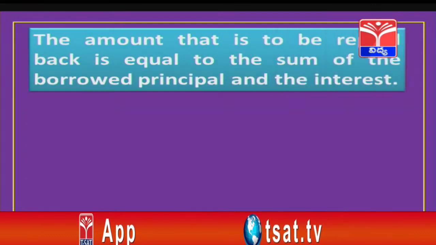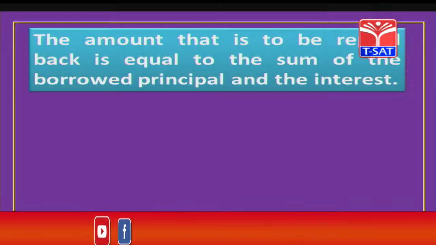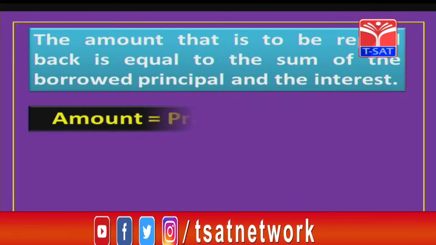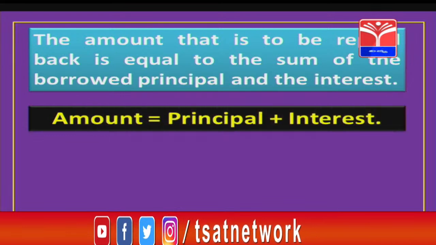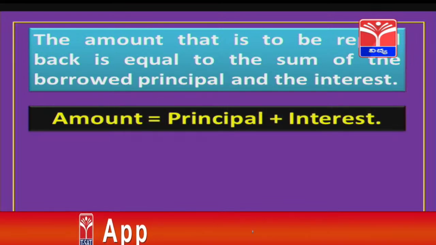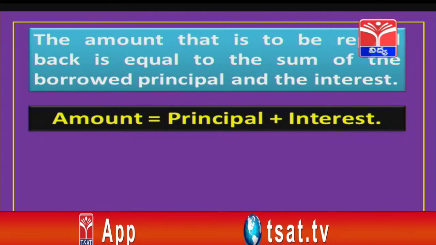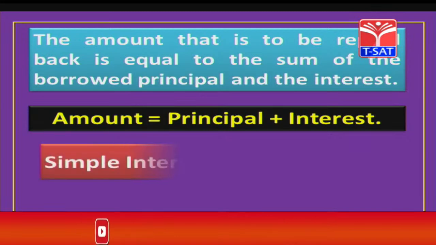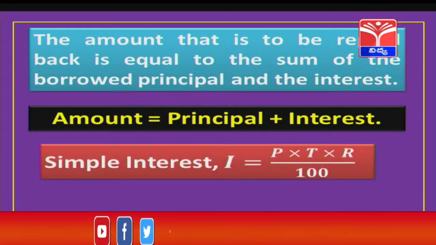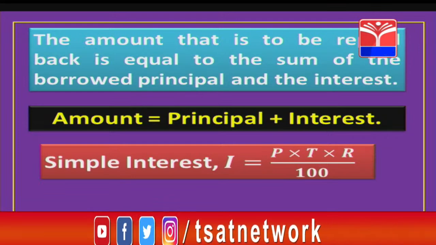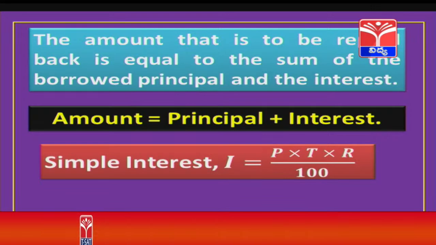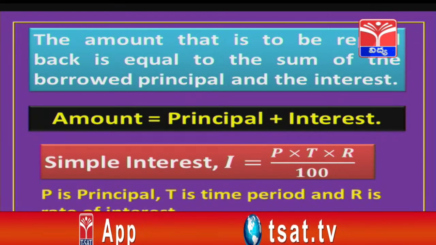Now, children, the amount that is repaid back is equal to the sum of the borrowed principal and the interest. That is, the amount is given by principal plus the interest. That is, whatever we have taken from the bank plus the interest that you are going to pay as extra amount. Simple interest is calculated using the formula I = P × T × R / 100, where P is the principal, T is the time period and R is the rate of interest.